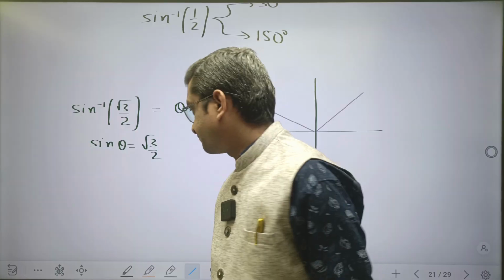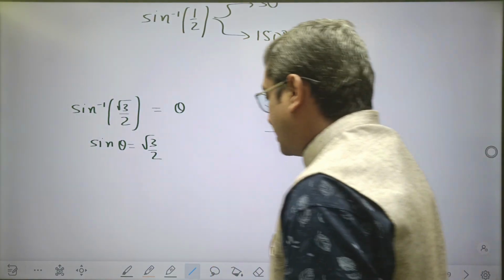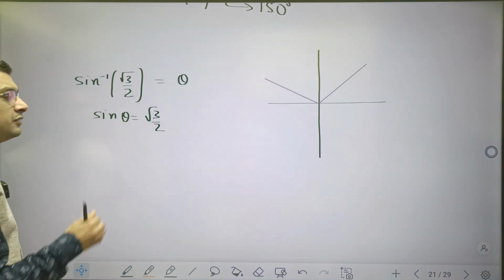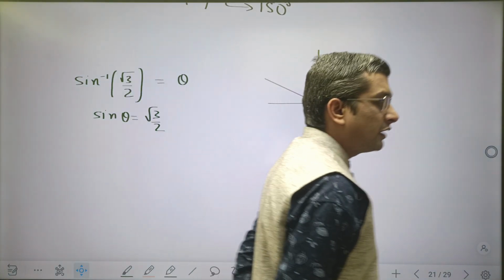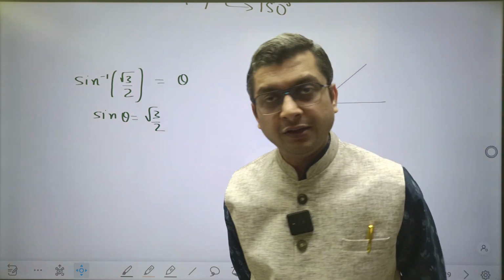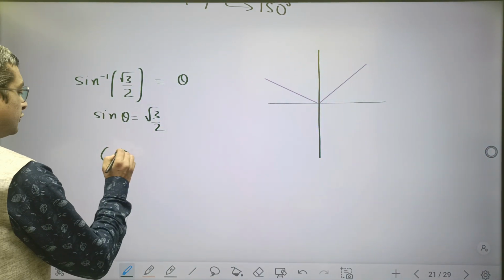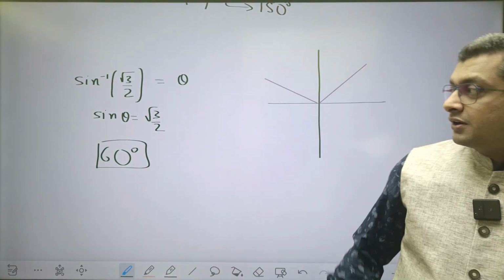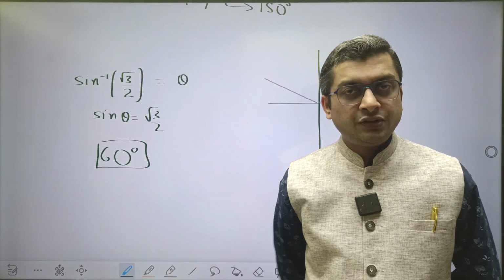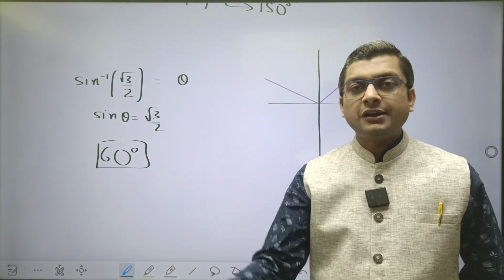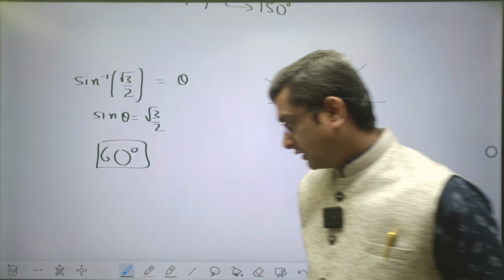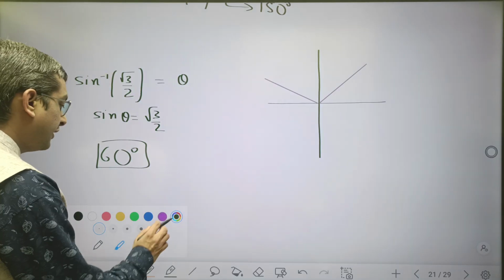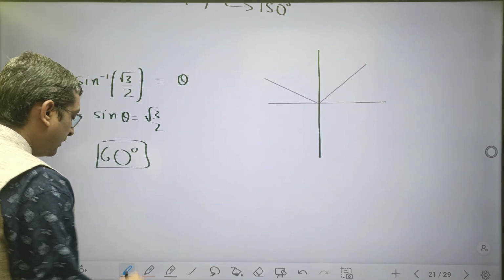There are two quadrants. The second step is, out of the standard values of theta, for which angle does sine theta become root 3 by 2? That is 60 degree. So what is the second step? Out of the standard values of theta, this root 3 by 2 corresponds to which angle? That corresponds to 60 degree, isn't it? So we have selected the angle out of the standard values. Now, what is the third step?